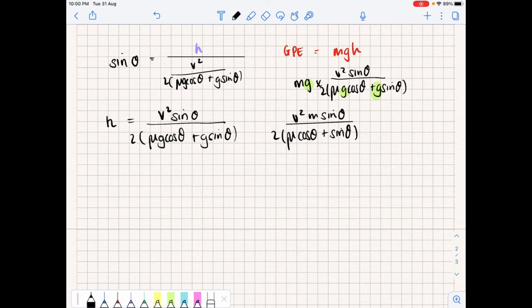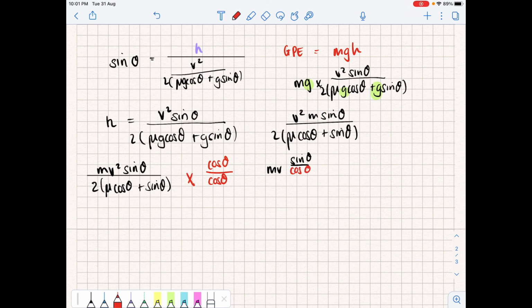So what's happened here is we've basically said, let's take m v squared sine theta over 2 mu cos theta plus sine theta, and we've just multiplied everything by cos theta over cos theta, because cos theta over cos theta is 1. And the way we've actually done it is we've multiplied it in a way that we have divided all the terms by cos. And so we've ended up with m v squared sine theta over this cos theta. We are dividing this one and also dividing this one.